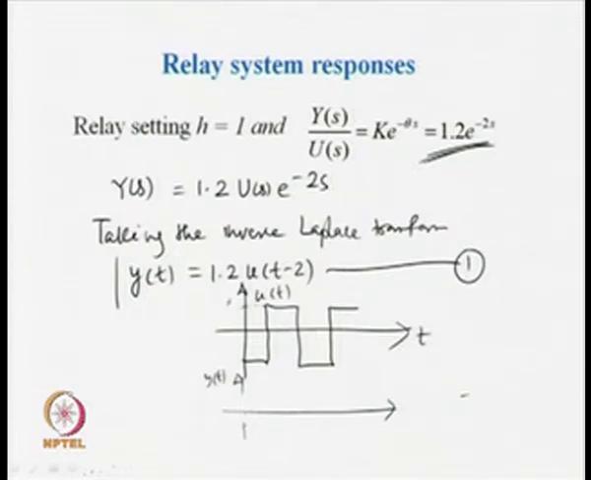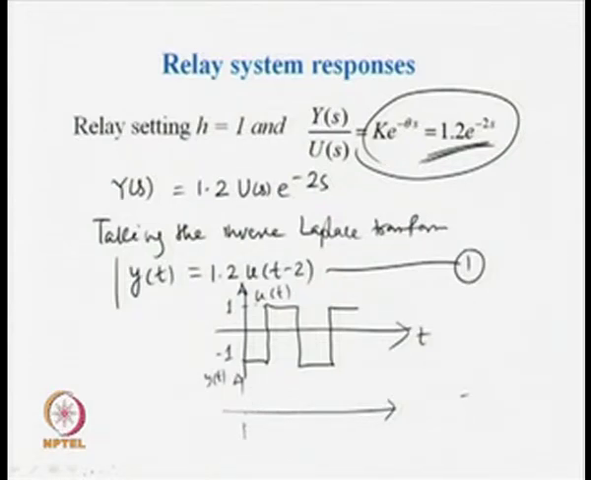Now, this magnitude is 1, this is minus 1. Why am I writing here 1 and minus 1? Because the relay setting, the height or amplitude of the relay, h, is equal to 1. Therefore, the type of input to the system will be rectangular pulses or square pulses only. Now, when we have such an input to a system which has only a gain and a delay, the type of output you will get is corresponding to this.